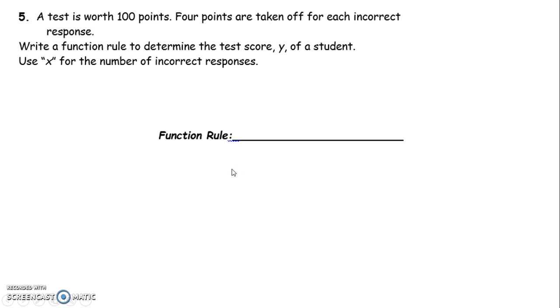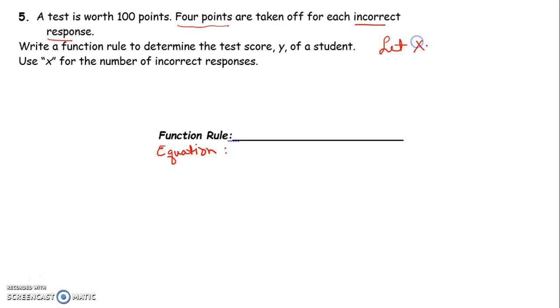Let's take a look at number 5. A test is worth 100 points. 4 points are taken off for every incorrect response, okay? Write a function rule. A function rule is just an equation. So all your teacher means by function rule, they want an equation to determine the test score y of a student. Use x for the number of incorrect responses.